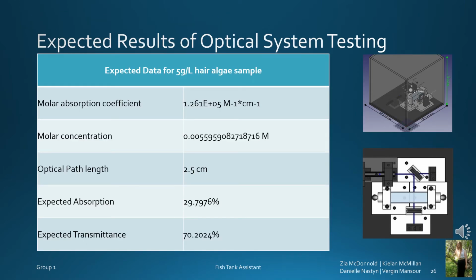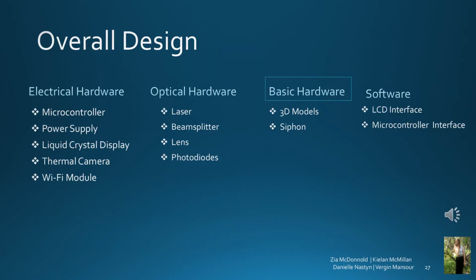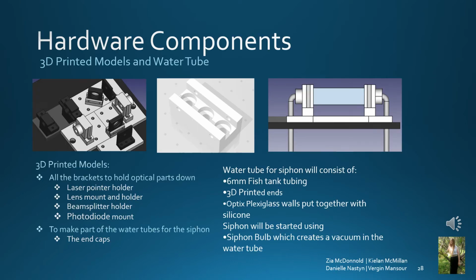The theoretical values for absorption and transmission are all shown on the left side of the slide. To the right are the diagrams of our optical setup. The hardware components consist of the 3D printed parts that we designed in FreeCAD and the water tube that we have constructed for our water sample.